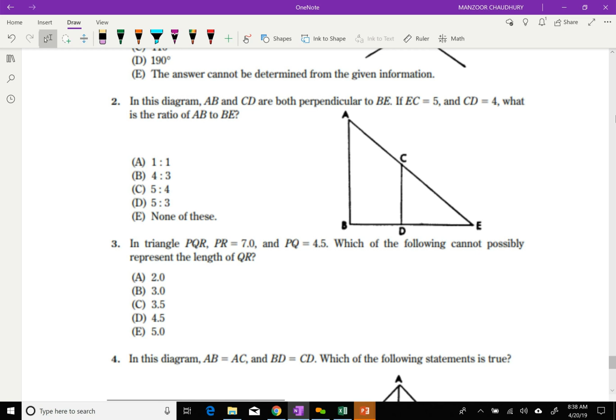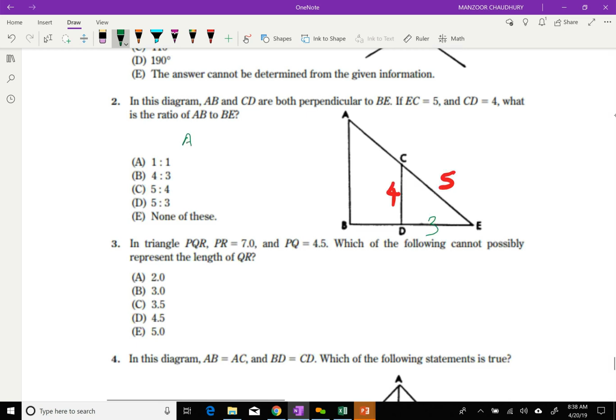Would it be 4 to 3? Yes, it is. The things we know is EC is 5 and CD is 4. Immediately, you should know that this side is 3, without doing Pythagorean Theorem. Don't waste your time on that.